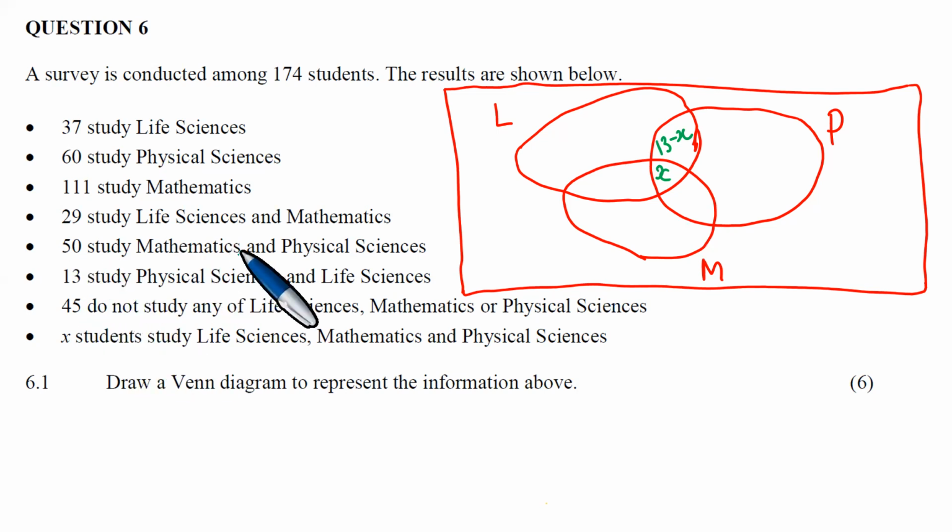Fifty study mathematics and physical sciences. Right, you don't forget the fact that 50 study mathematics and physical sciences. So you have mathematics and physical sciences, there must be 50 of them. So you already have X here, which means it must be 50 minus X. Because now, when you add 50 minus X and X, you get 50. So that you have 50 study mathematics and physical sciences.